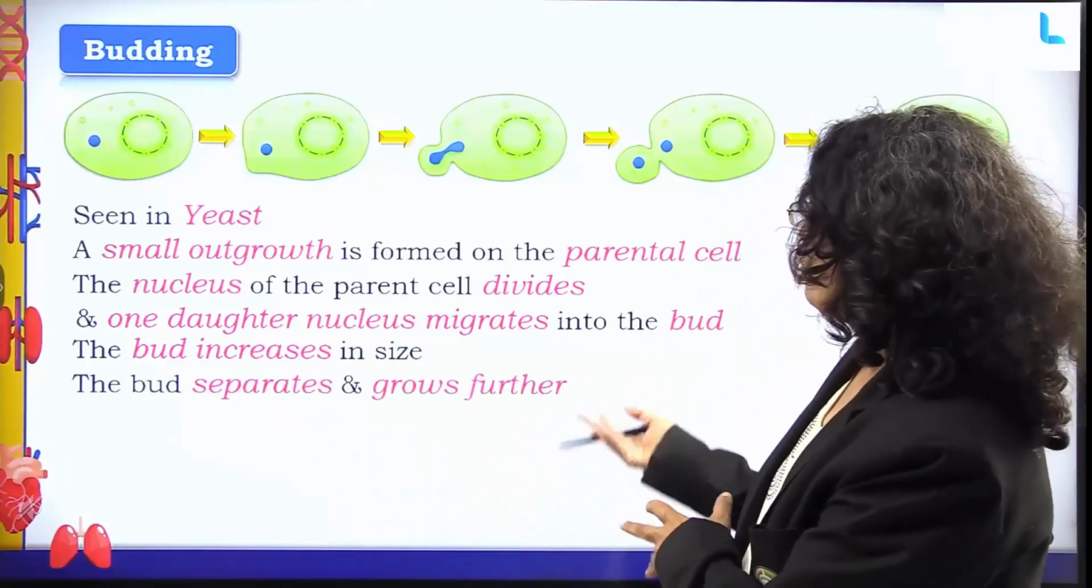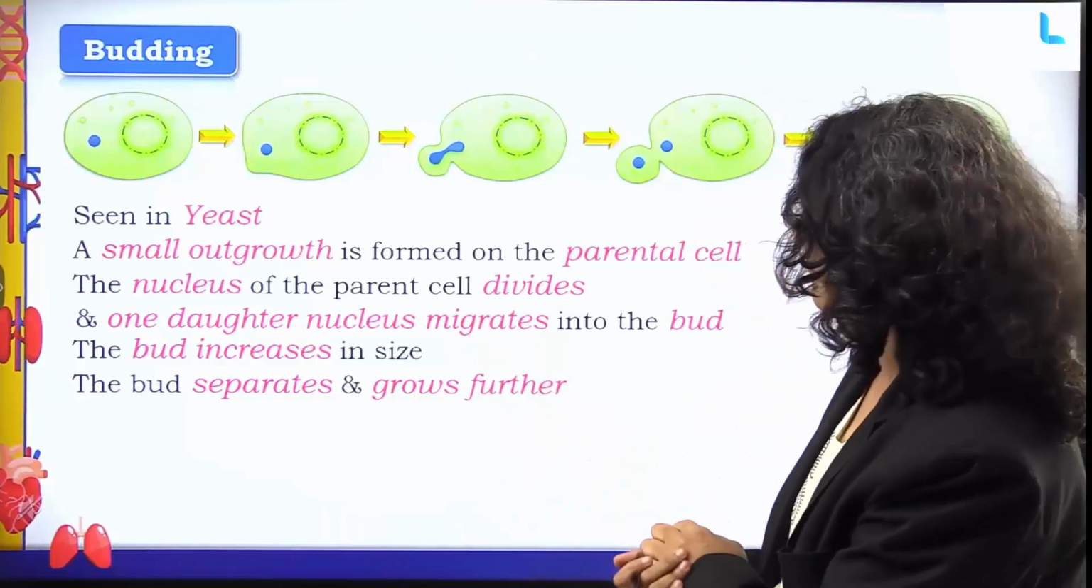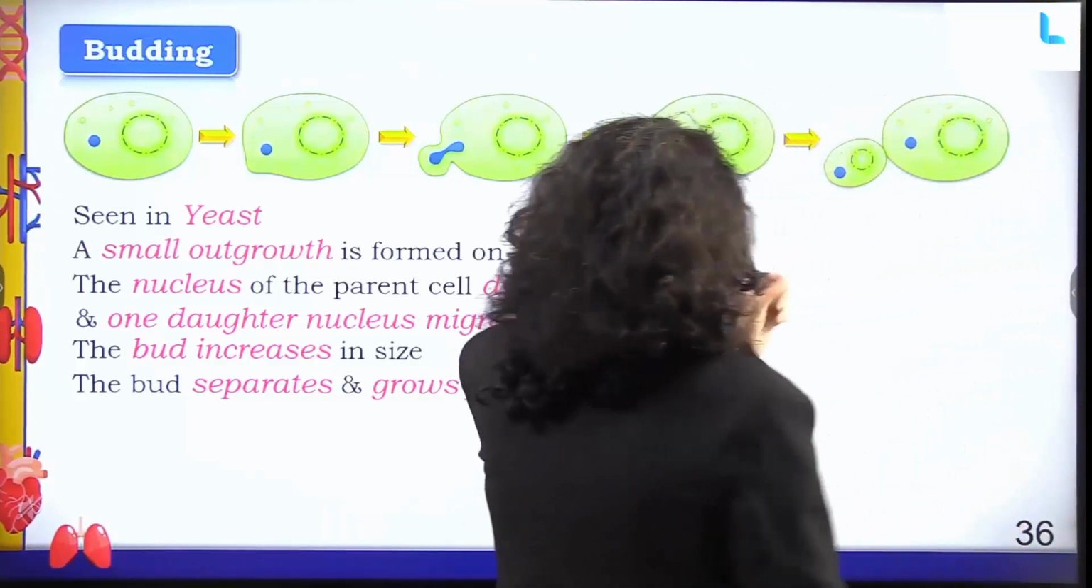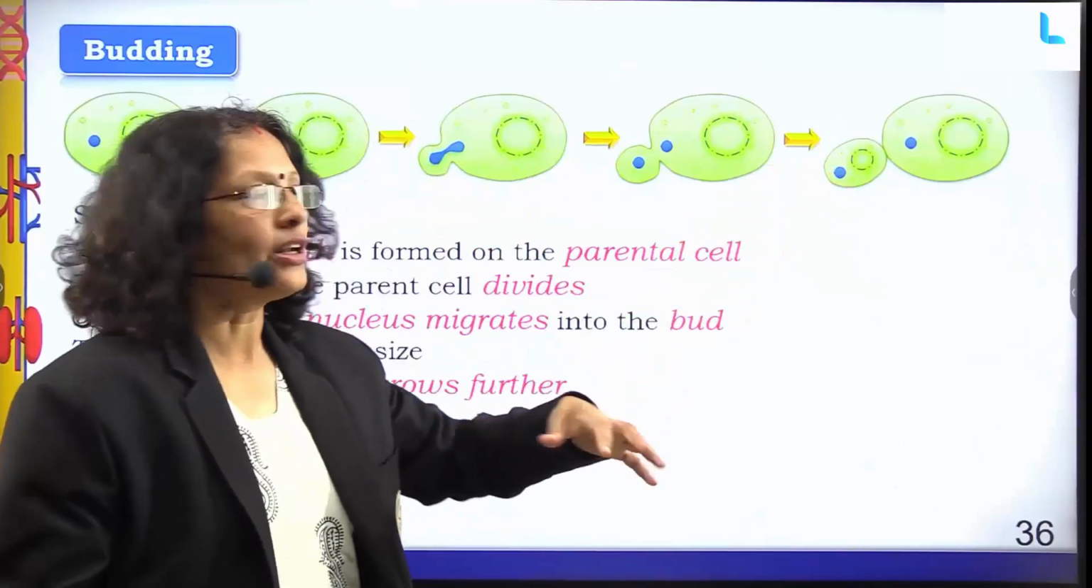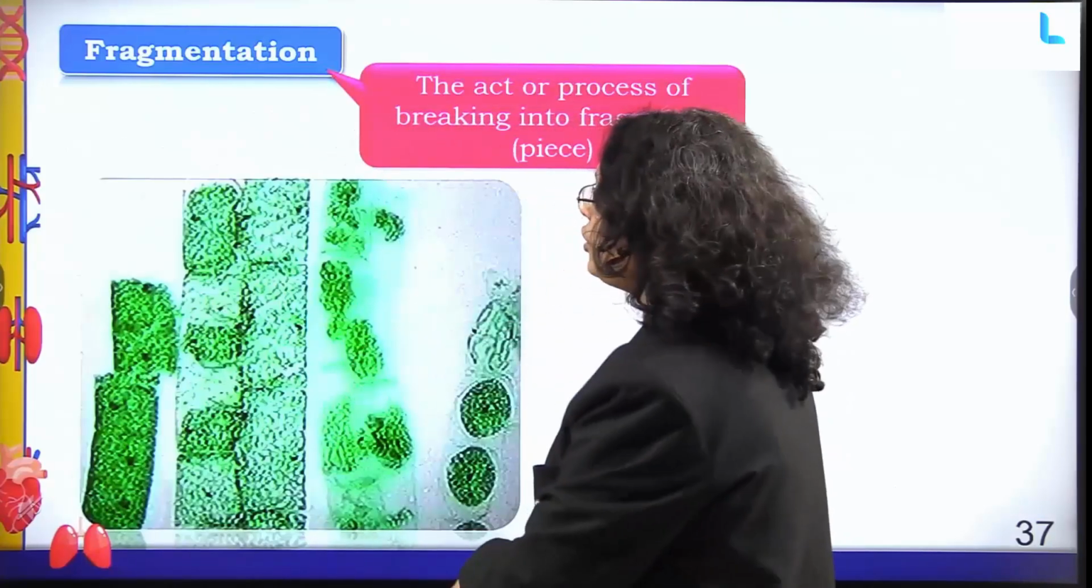Okay, so one daughter nucleus migrates to the bud, and the bud increases in size, separates and grows further. So we can see here the bud separates and grows further as a second cell, like this. You can see here the nucleus has gone into that bud.